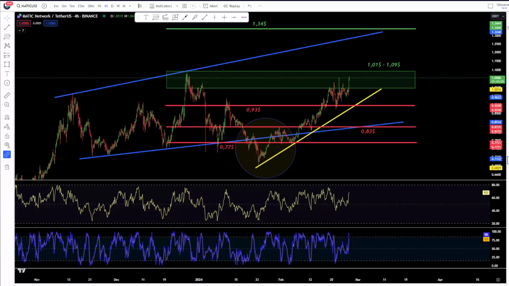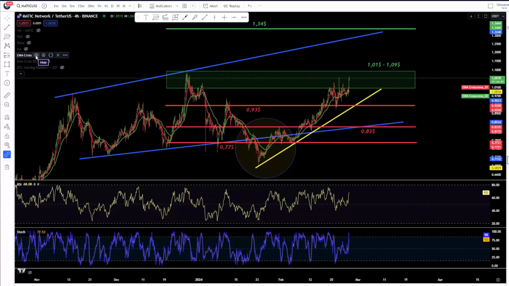After turning on the EMA cross 10 and 30 indicator, we can see how they continue to indicate that the current uptrend is continuing.